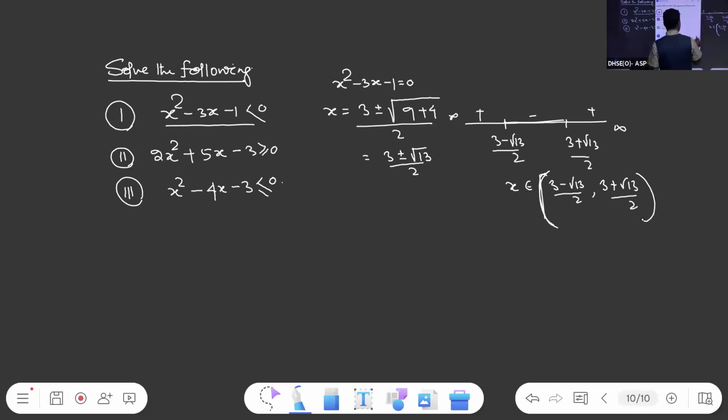Let me check the answers. 3 minus root 13 by 2 to 3 plus root 13 by 2, Gayatri. Okay, good, good. I think Gayatri is a JEE aspirant. Gayatri, what is your aspiration? You are preparing for JEE or NEET? NEET. Acha.